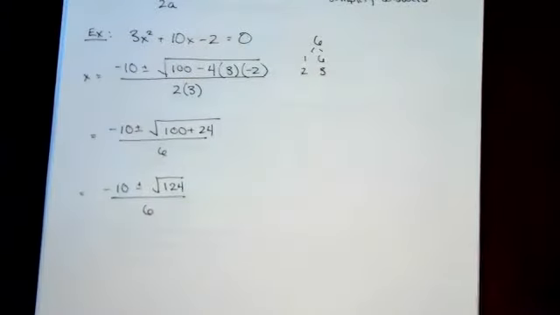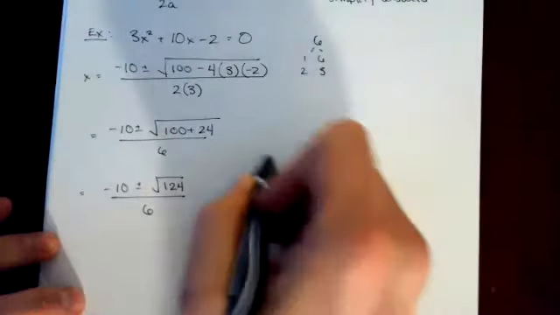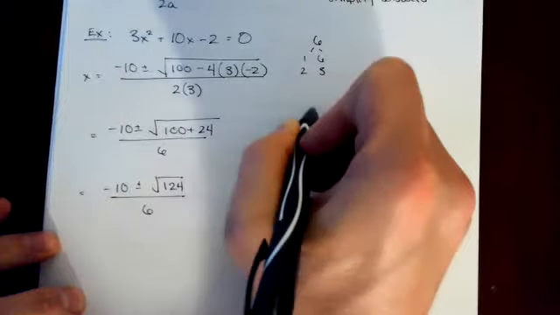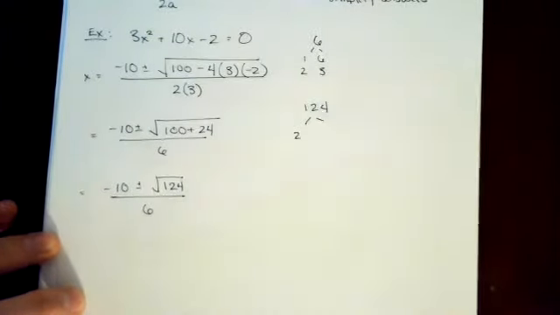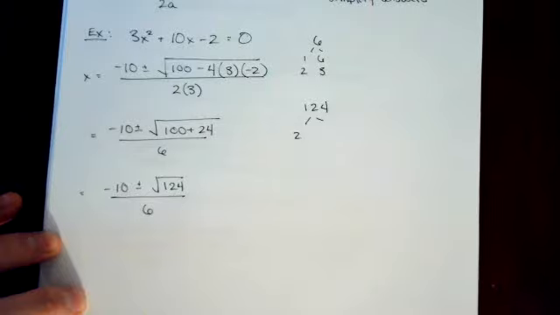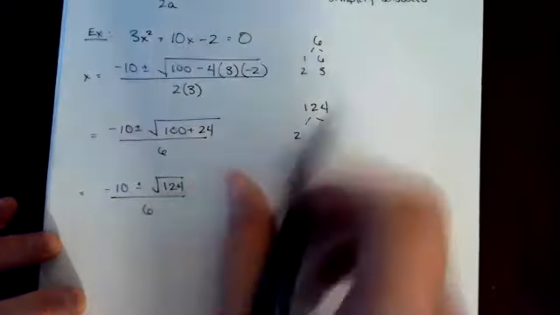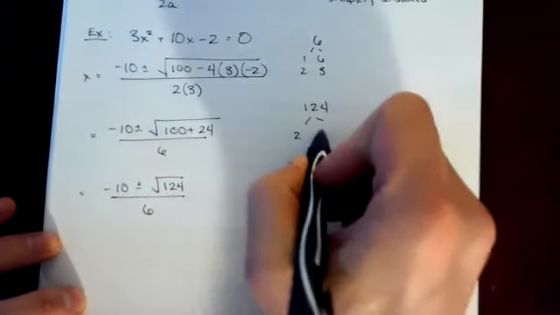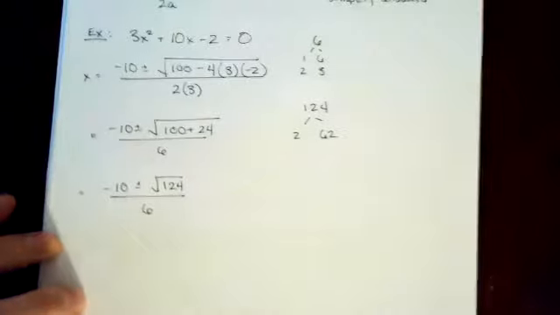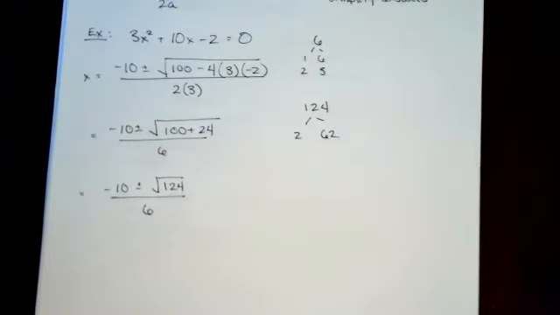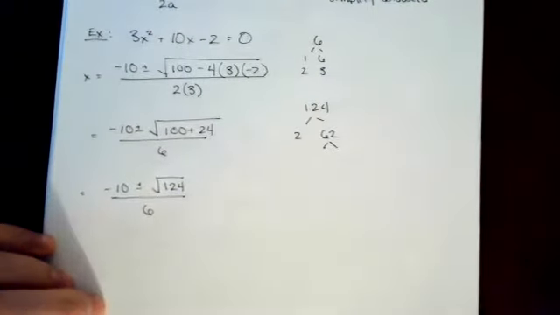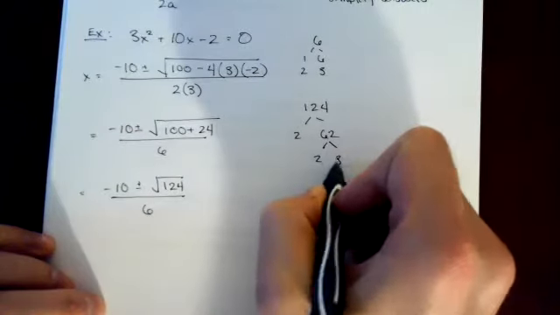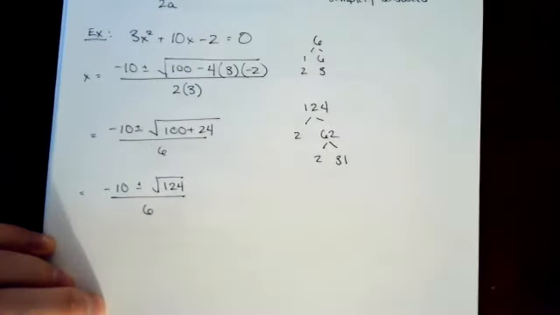So 124, how does it factor and how do we simplify underneath the square root? The easiest way to do that, let's do our scratch work here over on the side. Let's factor out powers of 2. We know that 124 is even, so I can at least factor out a 2. And 2 times 60 should be 120, and then that 4 will give me a 2. So 2 times 62, and it looks like we can factor out another 2, so 2 times 31.